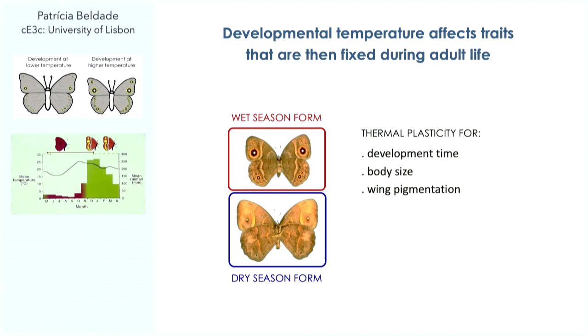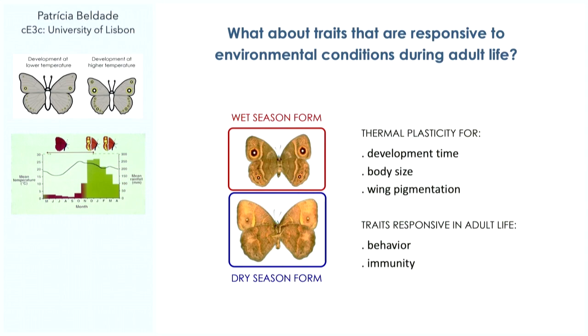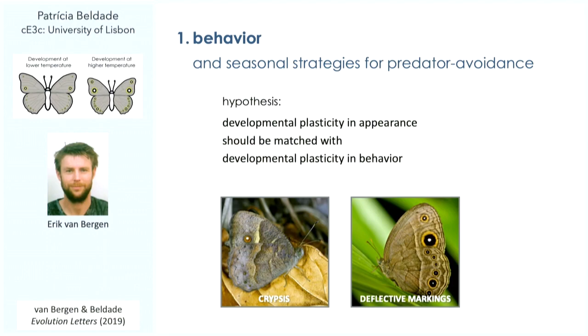But there are other traits that need to be, or are, responsive to the adult environment, and still do we find developmental plasticity in those? How much do we have a signature of the history during ontogeny on traits that should be responsive during adult life? And today I'll tell you a little bit about behavior and immunity that we're interested in looking at in these butterflies. So with Eric van Bergen, who was a postdoc in the lab, he was very much interested in behavioral ecology.